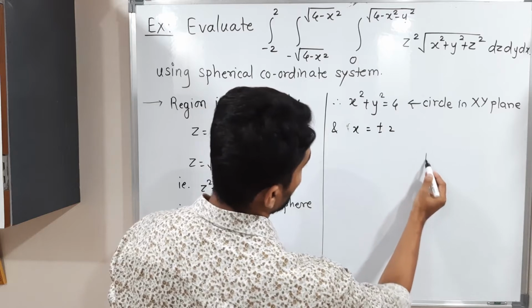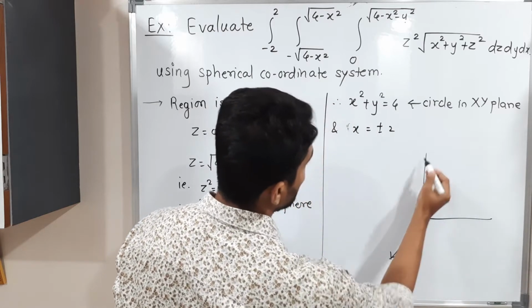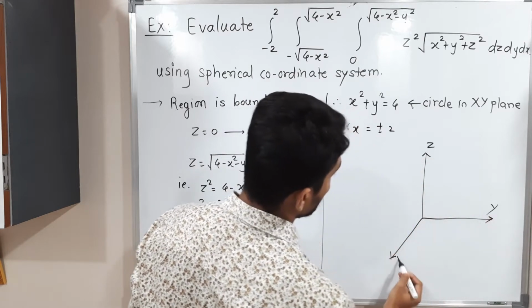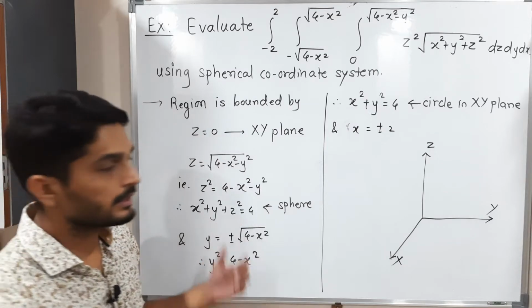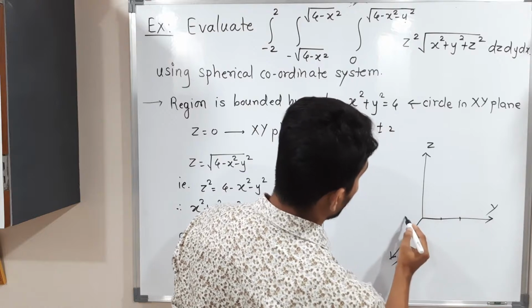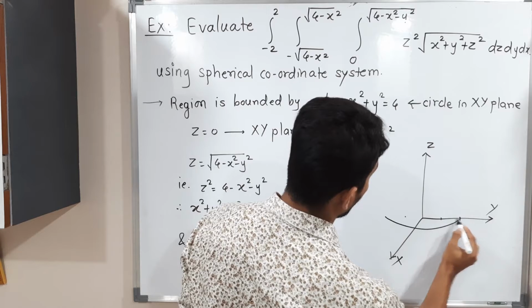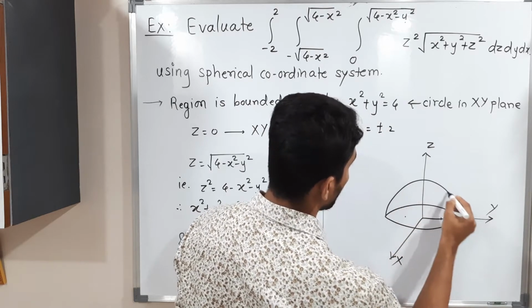Okay, so I will try to draw the diagram. Z axis, y axis, x axis. This is the z axis, this is the y axis and this one is the x axis. So we have a sphere having center 0, 0, 0 and radius 2. So it will be like this, having radius 2.